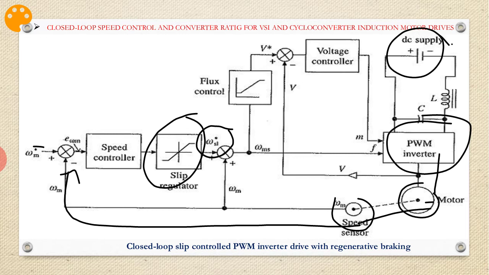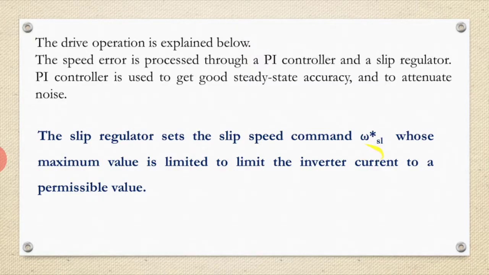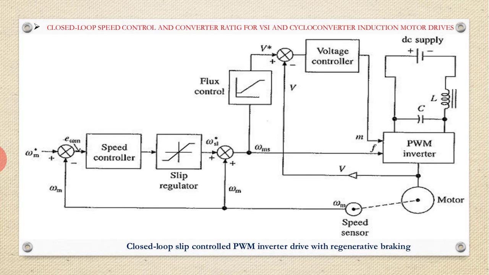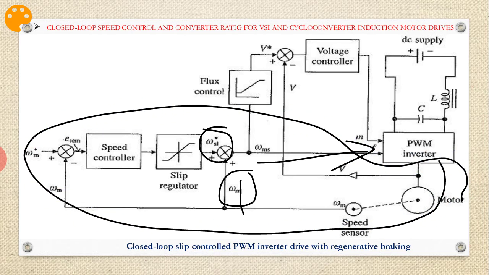Here the frequency, this is very important. Here we are obtaining the frequency by adding the actual speed omega m and the omega star s1. So this determines the frequency. I hope this part is clear, and this part is over.